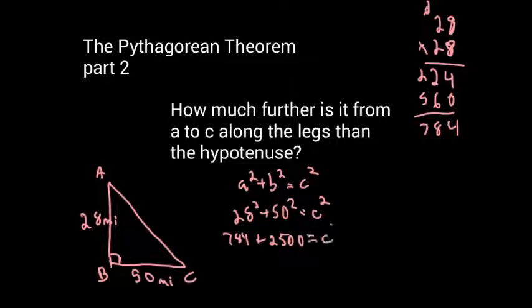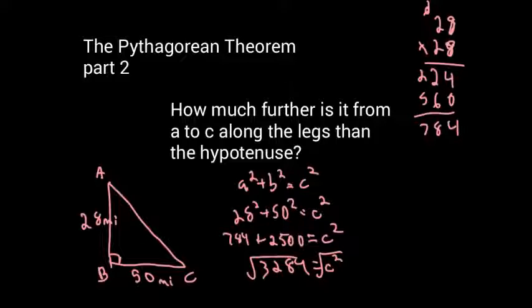That equals C squared. So I'm going to add this up. I'm going to get 8, 4, 2, 3. So 3,284 equals C squared. So I need to square root that. Now, I need a number that's greater than 50, because 50 squared is 2,500. But the square root of 3,284.